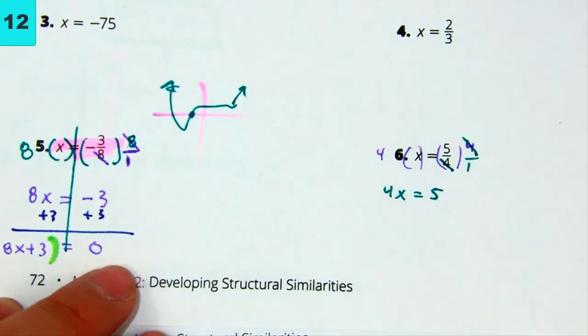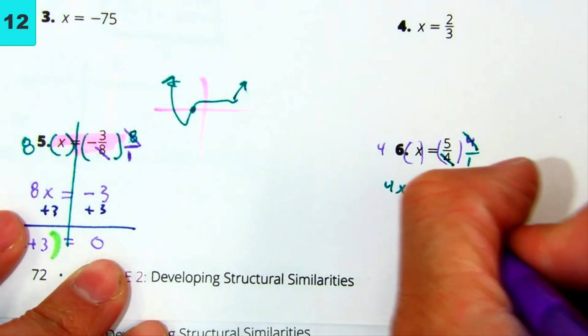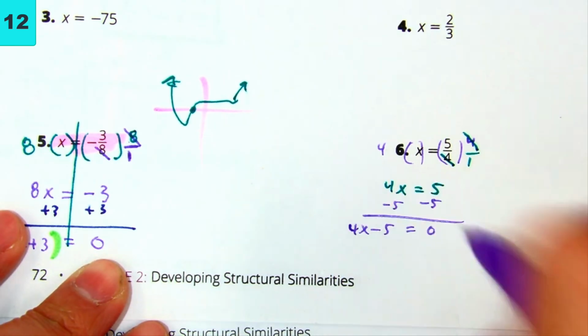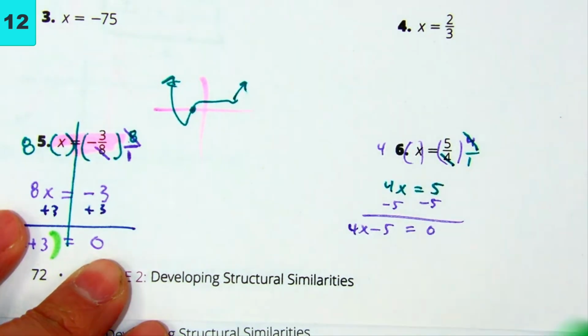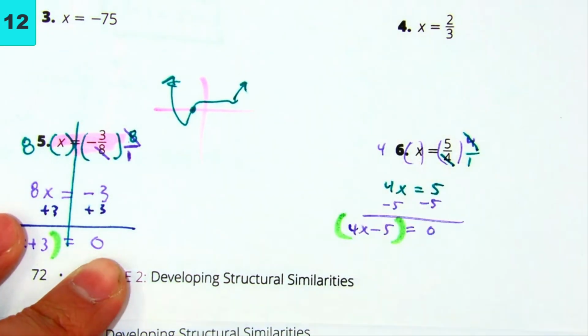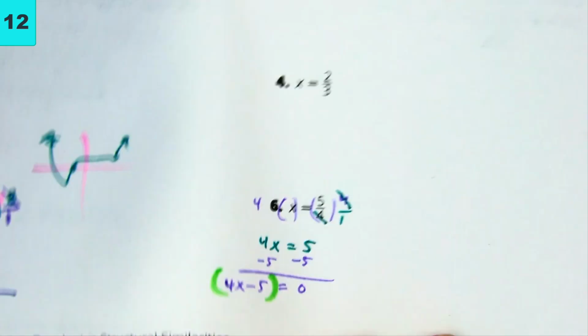Class, how do you get rid of that 5? Subtract. 4x minus 5 equals 0. Let me show you guys one more way of doing the same problem, and you can kind of choose which one made more sense to you, okay?